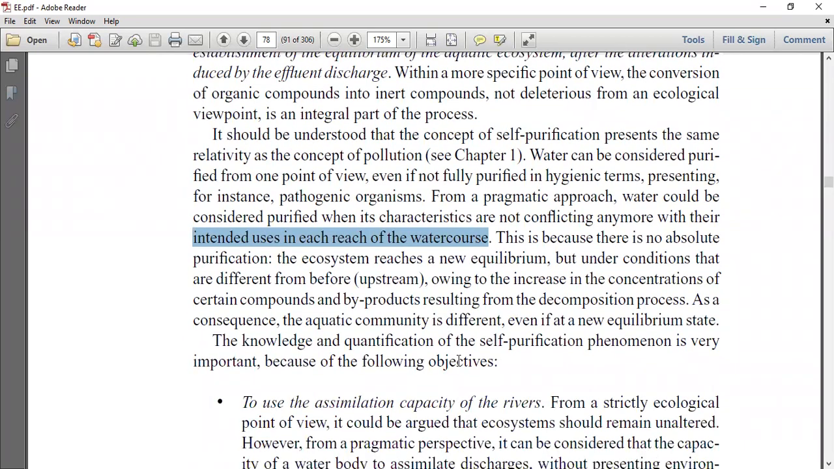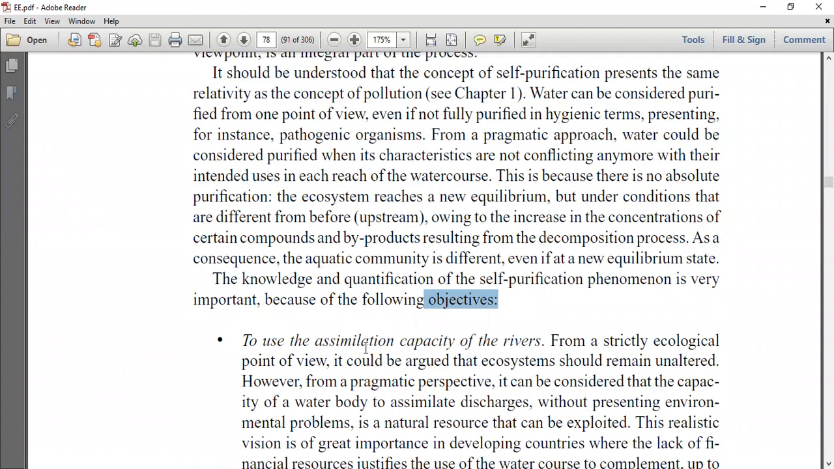The knowledge and the quantification of the self-purification phenomena is very important because of the following objectives. First, the use of capacity of the river from a strictly ecological point of view. It could be argued that the ecosystem should remain unaltered. However, from a pragmatic perspective, it can be considered that the capacity of a water body to assimilate discharges without presenting environmental problems is a natural resource that can be exploited. So, the ecosystem should remain unaltered.